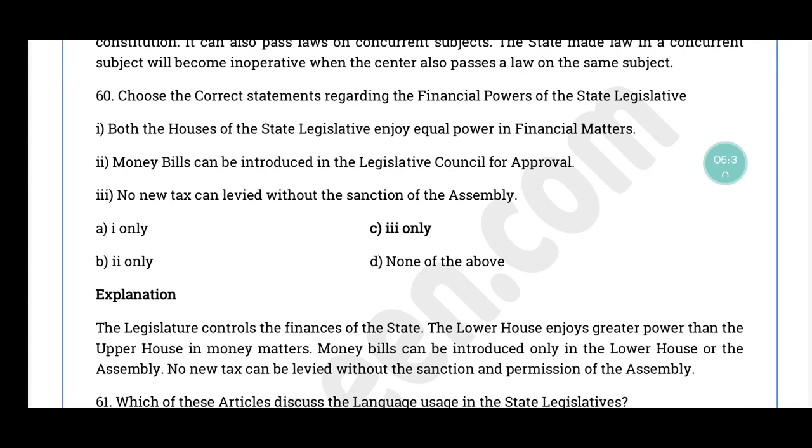Question number 60. Choose the correct statements regarding the financial power of the state legislative. Both the houses of state legislative enjoy equal power in financial matters. Money bills can be introduced in the legislative council for approval. No new tax can be levied without the sanction of the assembly. The correct answer is option C. The statement 3 alone is correct.